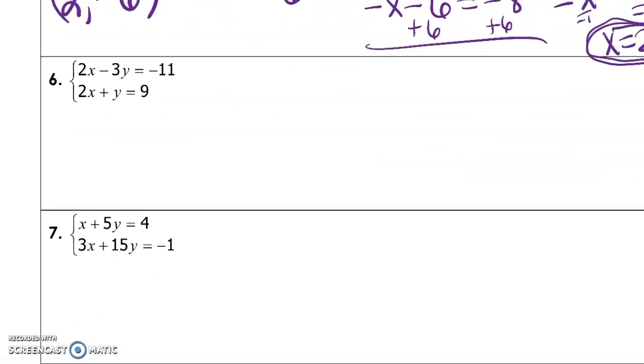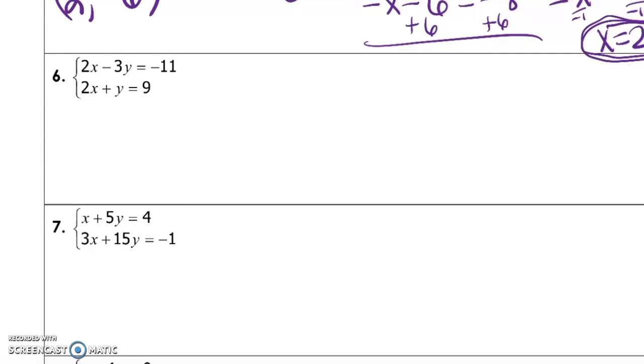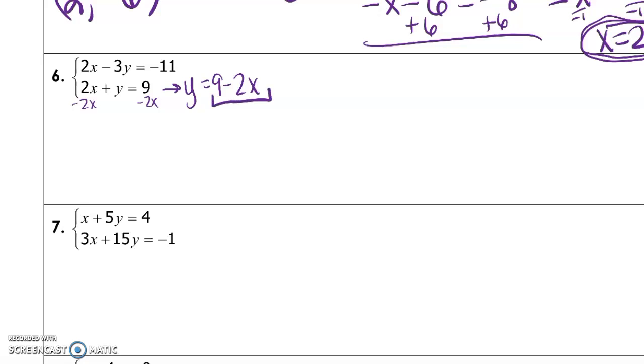When we look at number 6, you can see that the bottom y would be easiest to get by itself. To do that, you're going to move the 2x over. If you want to show that you're subtracting 2x, you can, or you can just go ahead and say y equals 9 minus 2x. If you can visualize moving it over to the other side without having to show the subtraction, that is fine. Now I need to plug 9 minus 2x into the top equation for y.